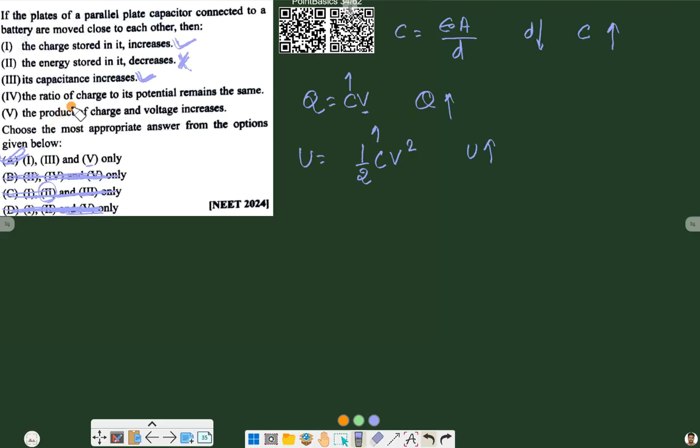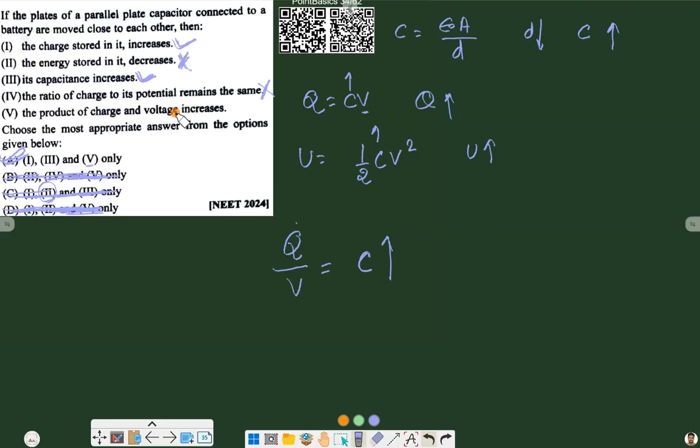Now the product of charge and voltage increases, and the ratio of charge to its potential remains the same. So it is mentioned, ratio of charge to potential. Now the ratio of charge to potential, charge by potential, is equal to C. Q by V is equal to C, and as C is increasing, this ratio is also increasing. So option 4 is wrong.